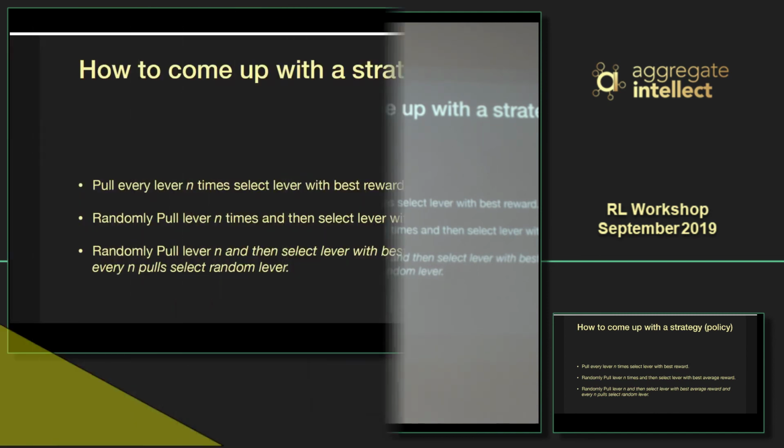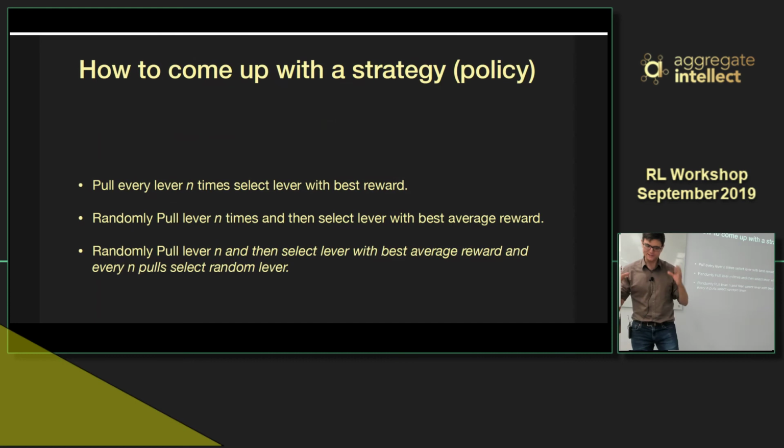So what we see here is a human trying to come up with a policy for how to find the best lever to pull. Let's say we pull the levers n times randomly. Say we have 100 levers, we just pull 500 levers randomly, and we average the reward we get. So what's the problem?